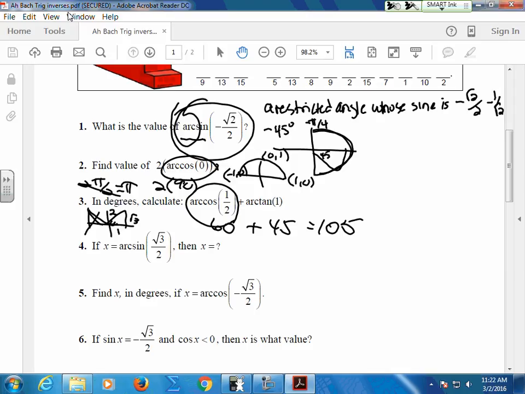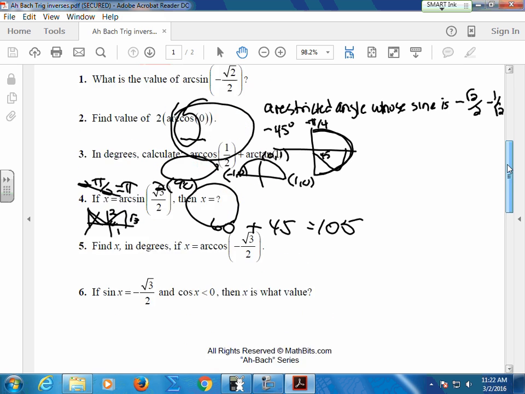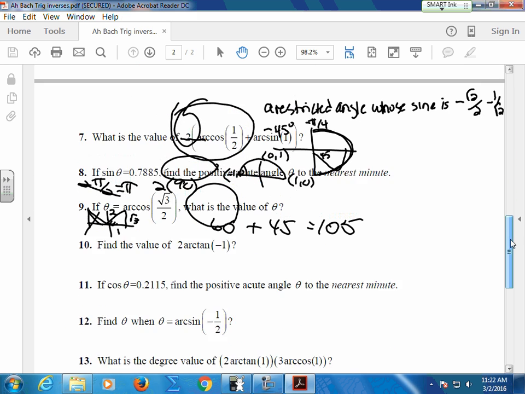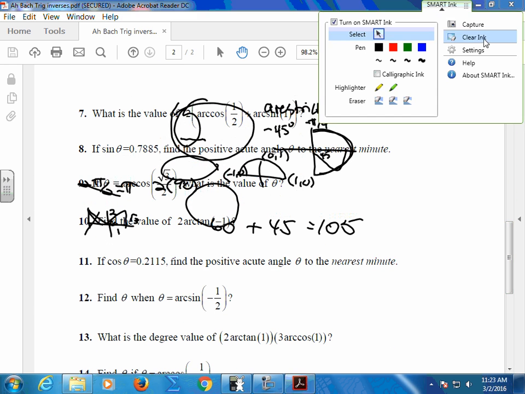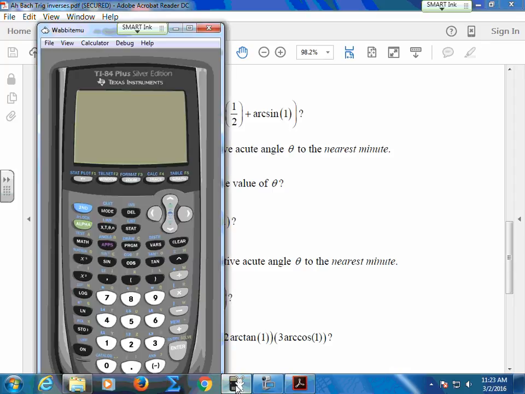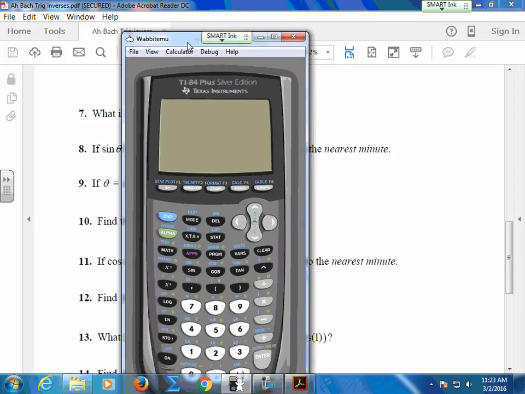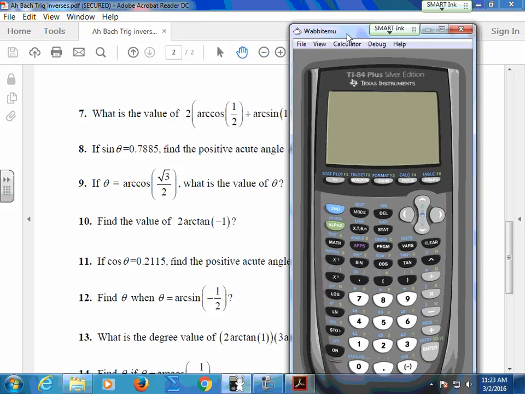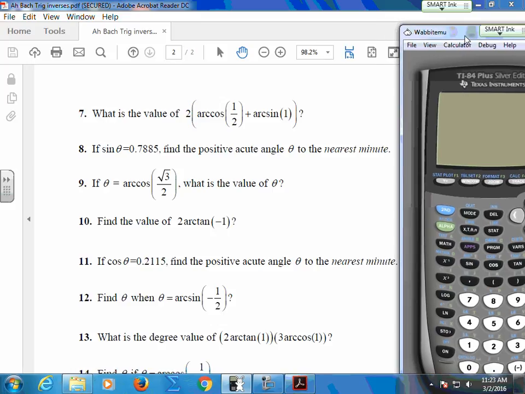I have problems on... Which one? Let's take a look at which one. 8 and 11. So let's take a look at 8. Guys, you are going to have a quiz on this tomorrow. It says, and I wouldn't give you this, but this is a good calculator one, here's an angle whose sine is 0.7885. Find the positive angle to the nearest minute.